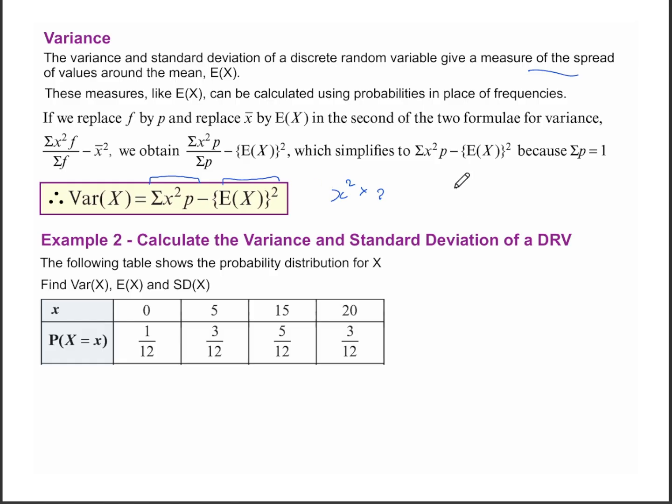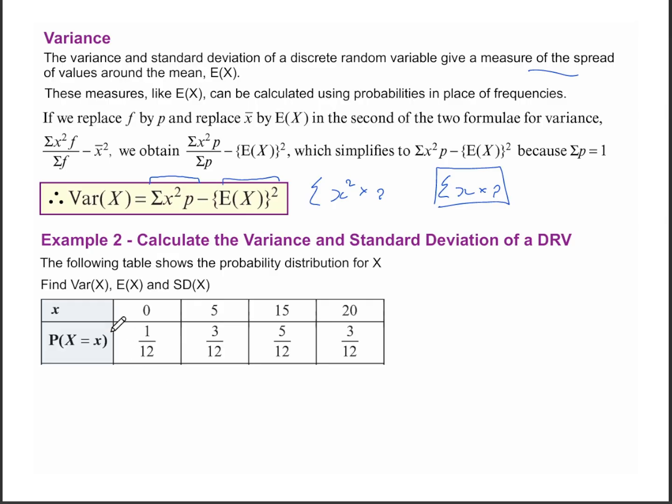Because as we know, if we take x times the probability, the sum of all the values gives us our expectation, which is the mean of the original values of the discrete random variable. While here, if we take the sum of the squares of the possibilities of the discrete random variable multiplied by its probability, we're going to get the mean of the squares. And obviously the square root of that variance is still your standard deviation.